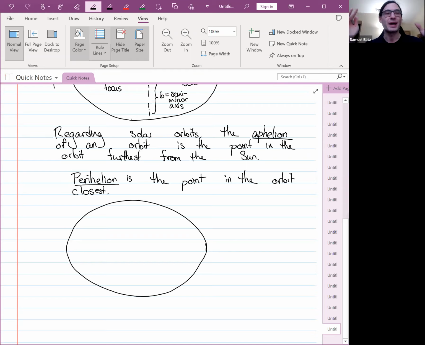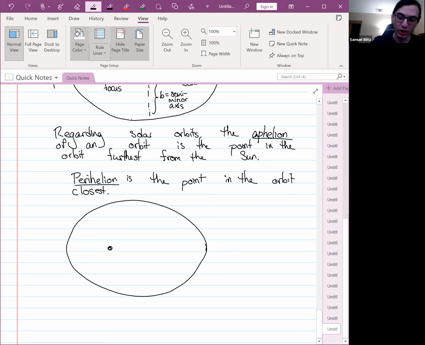My God, KSP is the best game for learning orbital mechanics. Like I spent way too much time playing that game. I had to uninstall it because I was, anyway, great game, 100% would recommend.